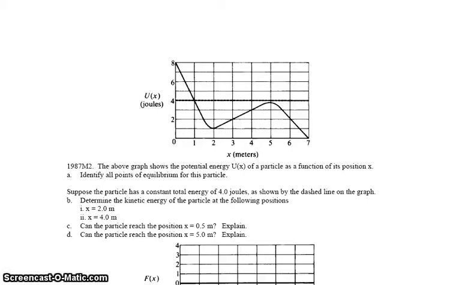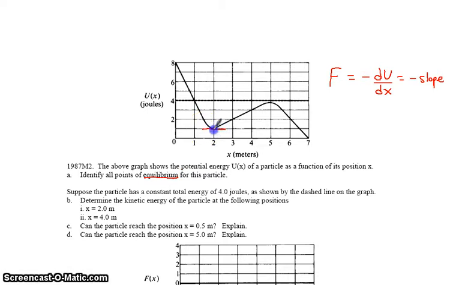Okay, so question number one, identify all points of equilibrium for this particle. Well, the important thing here is that when you look at a graph of potential energy versus position, the force is related to the slope. The force is actually equal to negative dU/dx. In other words, the force is equal to the negative slope of this graph. And the word equilibrium, by definition, means where the net force is equal to zero. So we're looking for locations where the force is equal to zero. We're looking for locations where the slope is equal to zero. So that's how you answer that question.